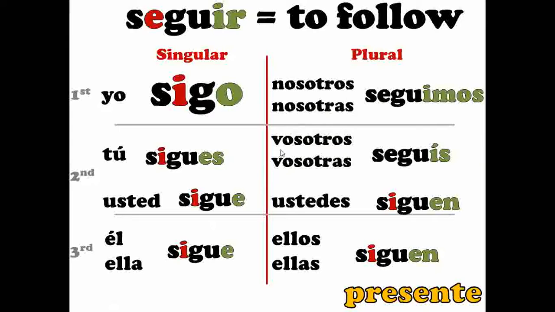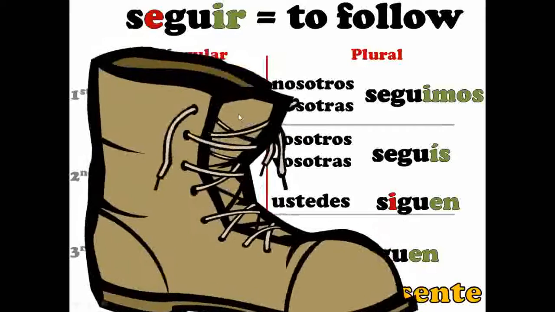Sigo, it takes out the U to maintain that hard G sound. So it wouldn't be sigo with the U. It's got to take the U out. Sigo. And then this has the stem change pattern.